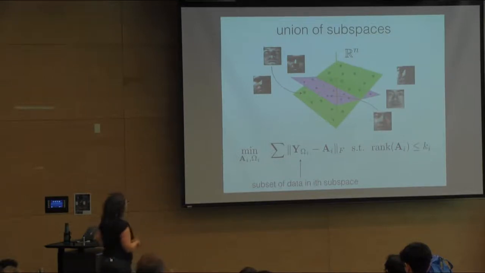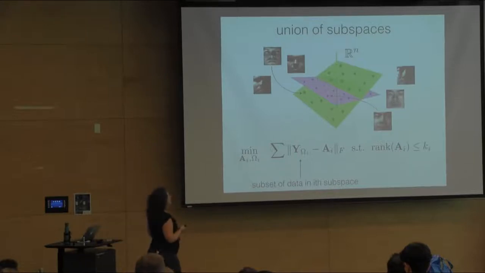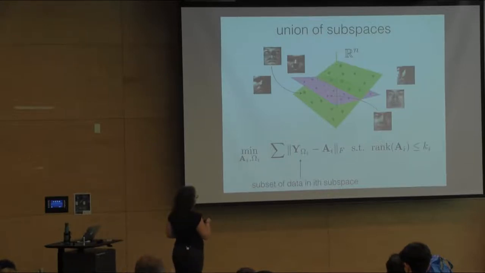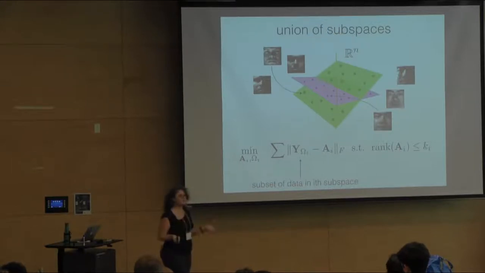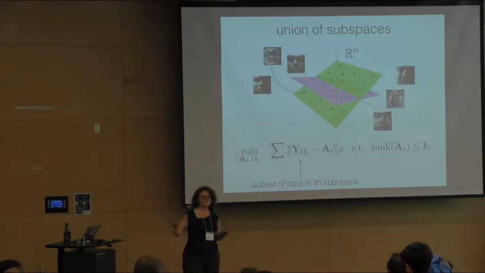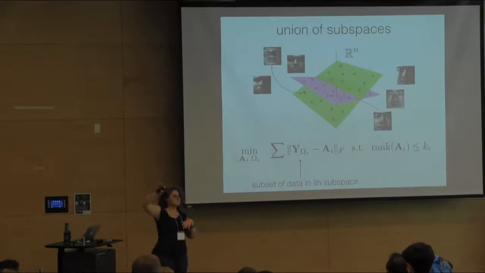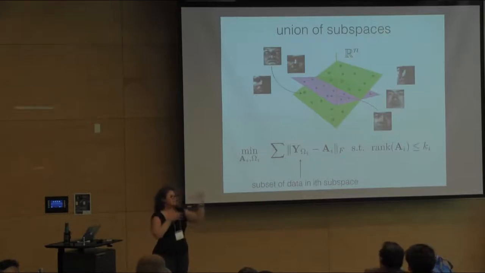And now our objective function gets a little trickier, but basically it's just now saying I'm gonna partition my data into different sets. Each of those will have their associated low rank approximation, and my goal is to both figure out how to partition the data, and then I'll just do a PCA or some other linear dimensionality reduction on each of those clusters of data.